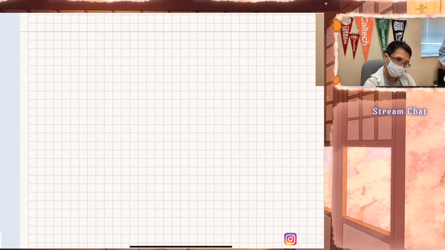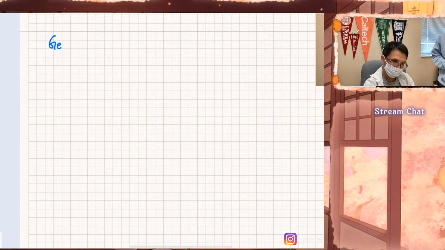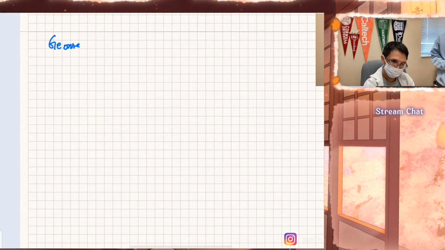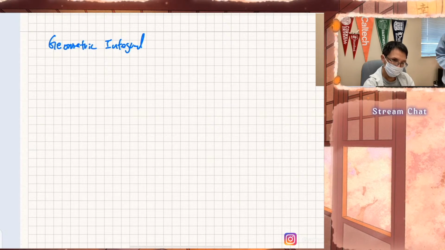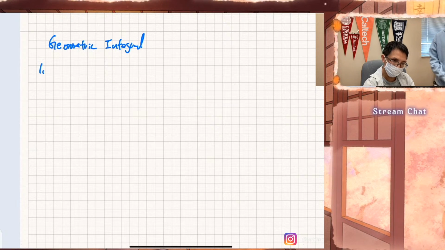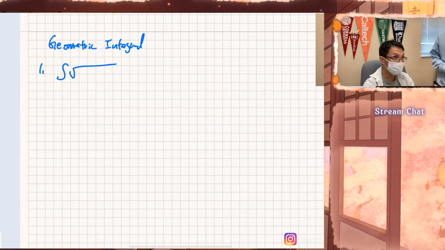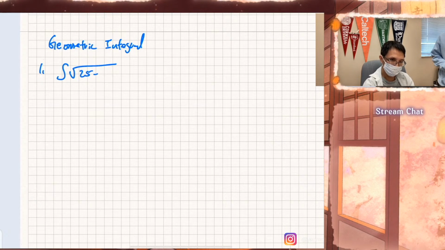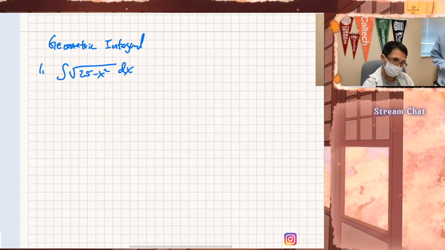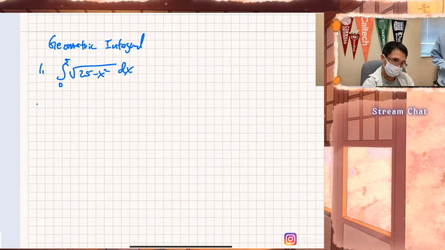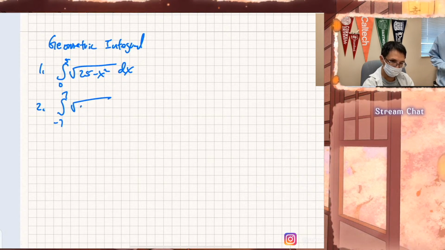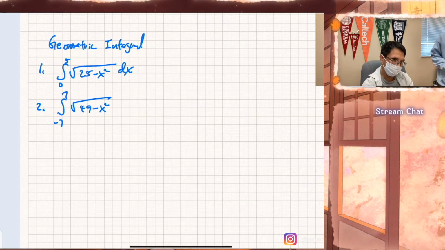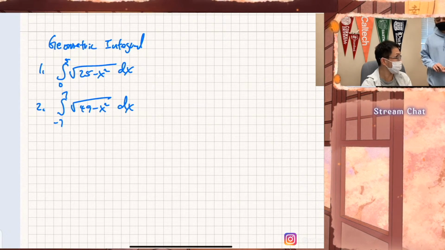So I can ask you in a geometric way, right? So geometric integral. I can ask you the integral of square root of 25 minus x squared dx, between 0 and 5. I can ask you between -7 and 7, square root of 49 minus x squared. Basically, one is a quarter circle, one is a half circle.